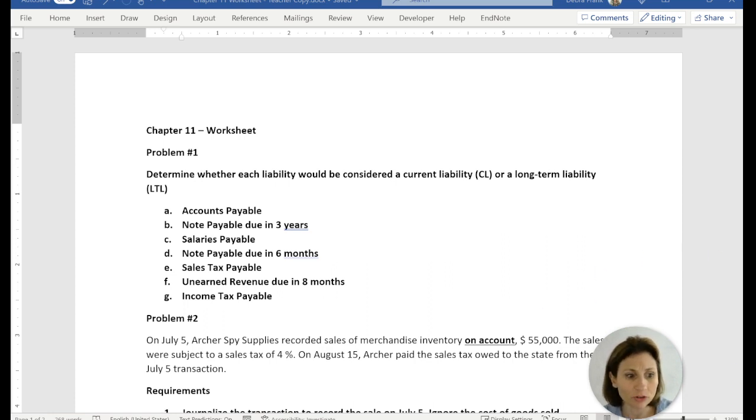And for this chapter, we're going to practice with current liabilities, but we'll go over what current versus long-term are. So current liabilities, they are paid either with cash or goods or services within 1 year or the entity's operating cycle. And so I know you're like, oh, the operating cycle is 12 months.